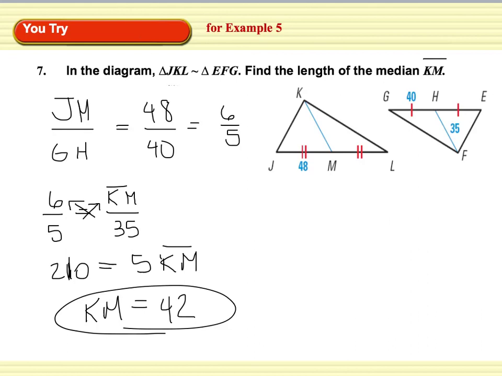Okay, I set up my proportion to find my scale factor. I did JM over GH, 48 over 40, simplified to 6/5. Then I set up a ratio here, 6 over 5 equals KM over 35. Because I did JM over GH, I want KM over 35. Cross product, 210 equals 5 times KM. Divide both sides by 5, and you get KM equals 42.